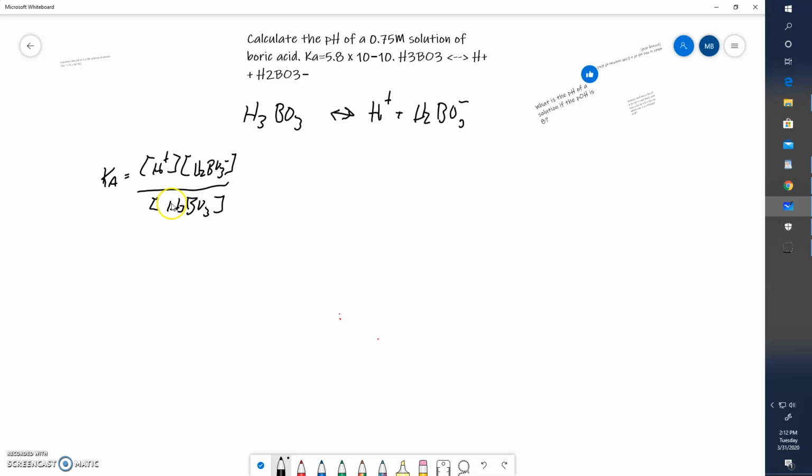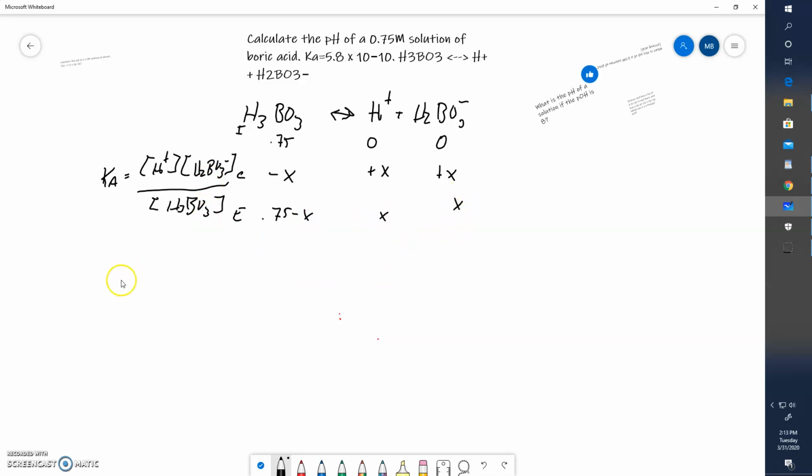So what you're going to do for this one, I would suggest, is make an ICE chart to begin. Initially I have 0.75 molar of H3BO3. I've got 0 H plus, H2BO3 minus is 0. My change is minus X, and with these 1-to-1 ratio ones, you get into this pattern, this rhythm. It's pretty constant how they go. It's going to be plus X, and then at equilibrium, you put it together. You have 0.75 minus X, you have X, and you have X.